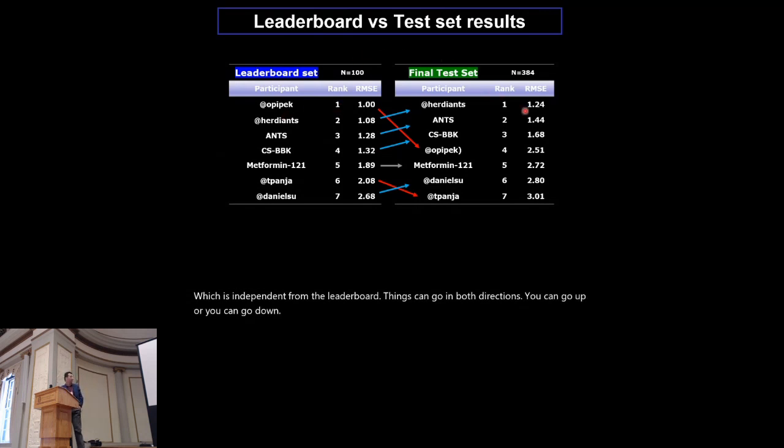Of interest, the team that we ranked in the end as top in this challenge, with a root mean square error of 1.24, had pretty much the same accuracy on the leaderboard set, 1.28. So actually, we were really happy to see that.